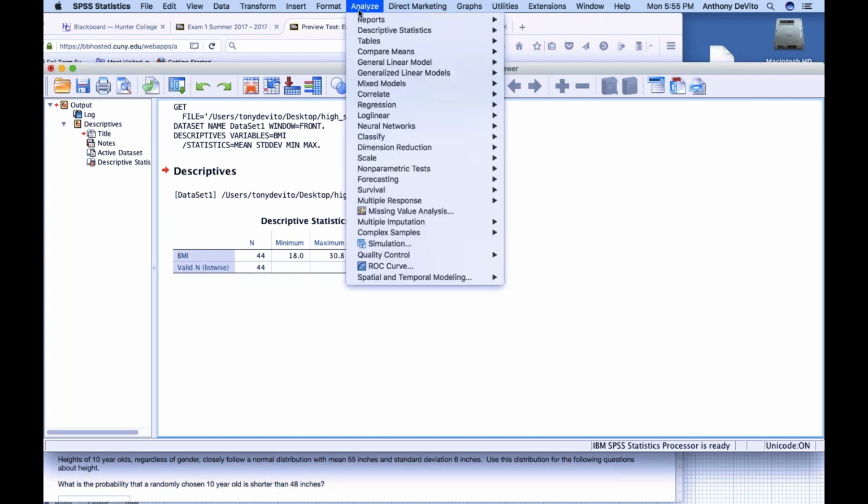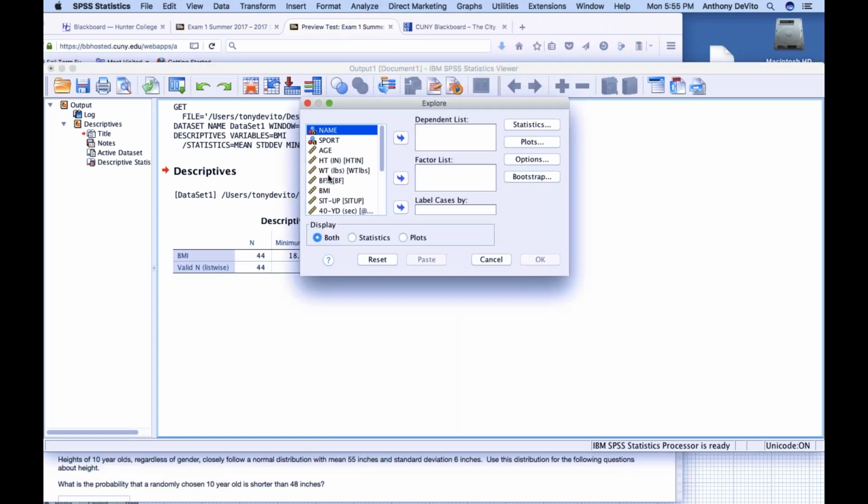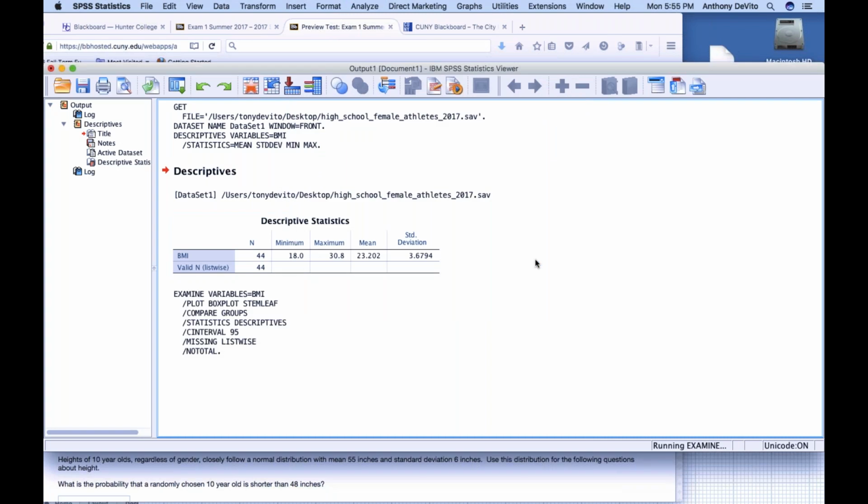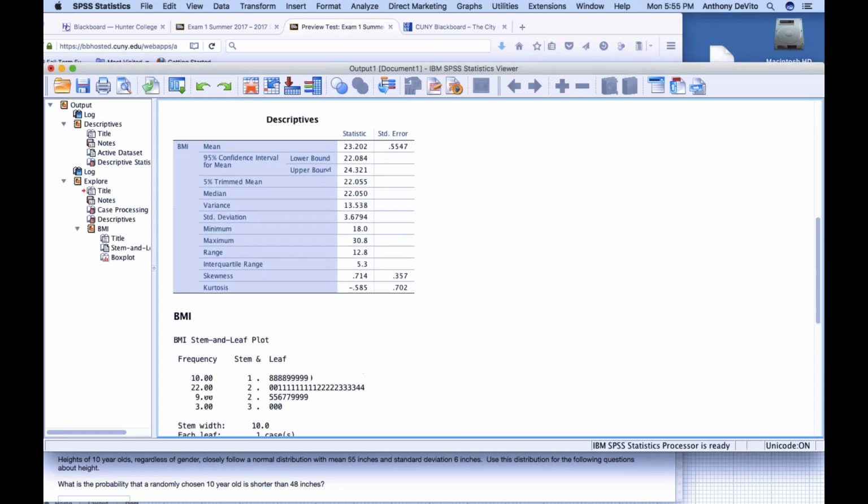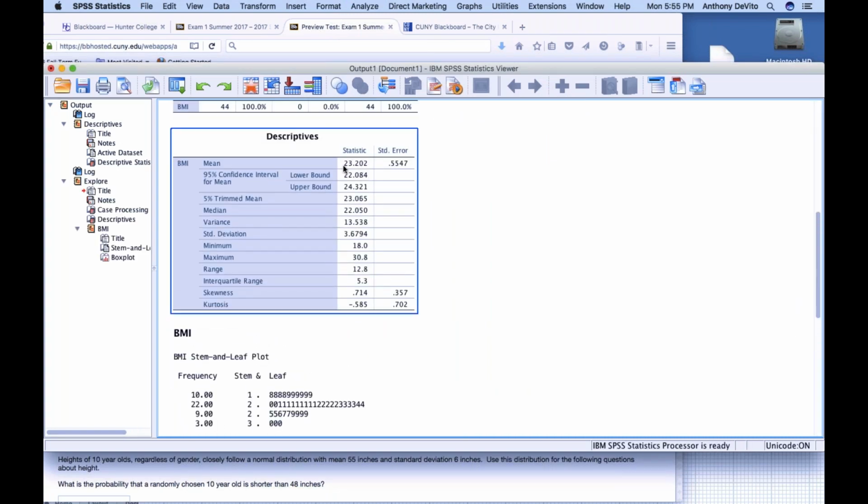If I wanted more information, I could go into Descriptive Statistics, Explore, do the same thing, and wind up with more detailed statistics for the entire group, for all of these student athletes. Same number, right? But just more information. Okay, the interquartile range, standard deviation, and so on. More information is available to us about the distribution of these BMIs for these athletes.